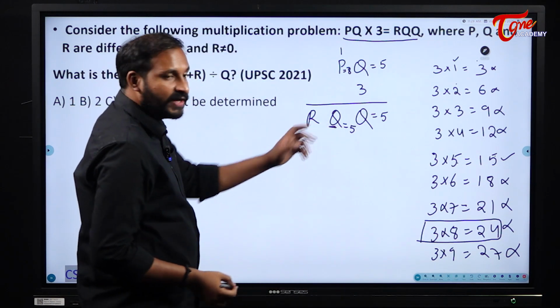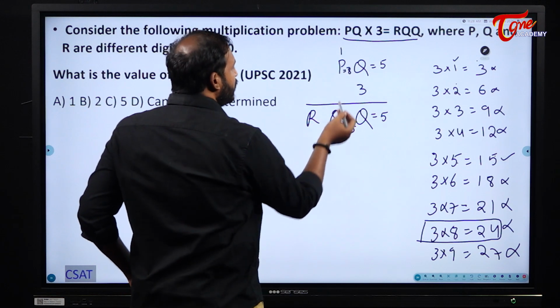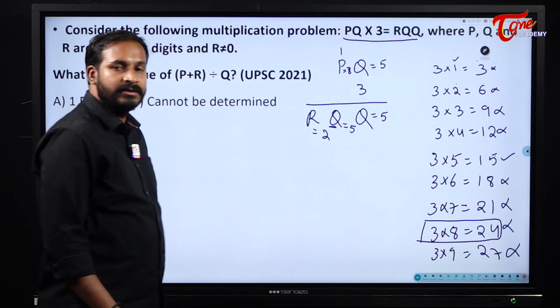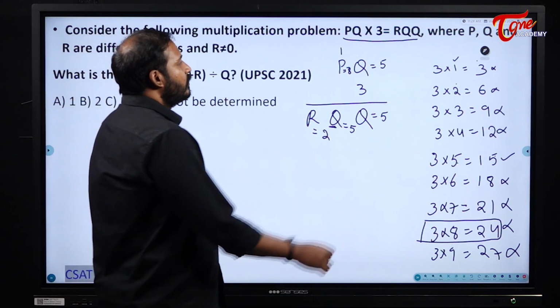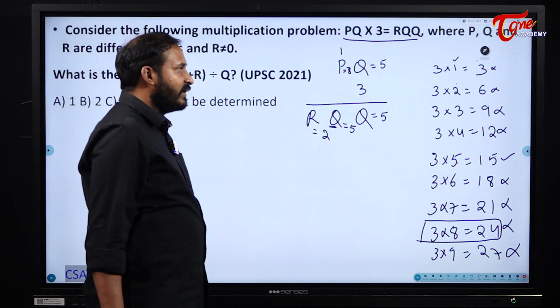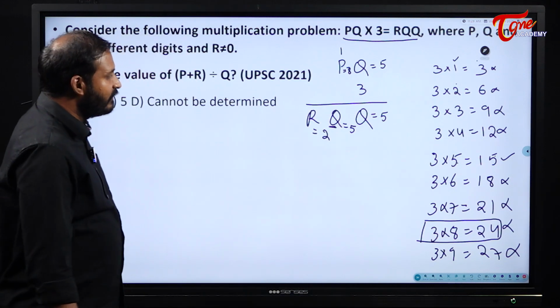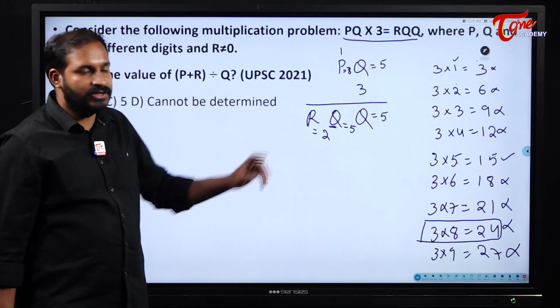Why? Because the Q value is 5, right? So then 24 gives 5, and the R value will become 2. So the PQ value will become 85, and when you multiply it with 3 you will get 255. 255 will be our answer. So in this manner you need to solve this type of question.